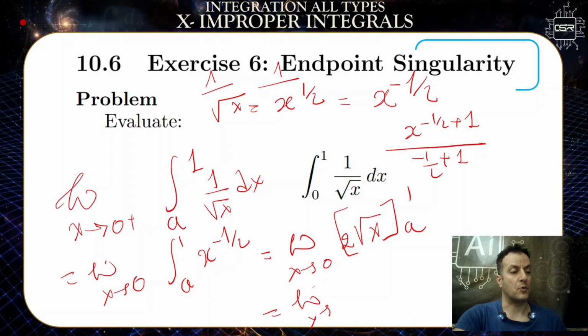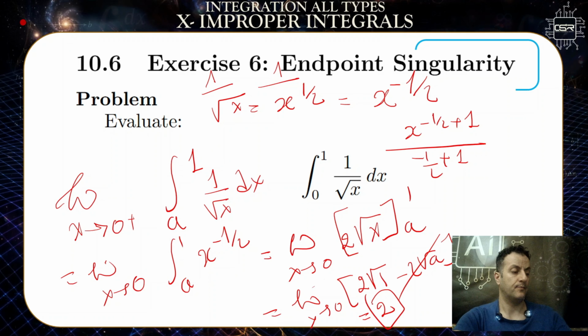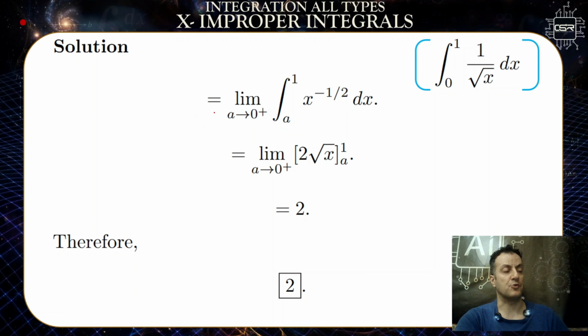Equal to the limit as a approaches 0 of 2 square root of 1 minus 2 square root of a. For a approaching 0, this cancels out. You remain with 2 square root of 1, which is 2. And here is the solution. So it is the limit as a approaches 0 plus of the integral from 1 to a of x to the power of minus 1/2 dx, equal to the limit as a approaches 0 plus of 2 square root of x between 1 and a, equal to 2.